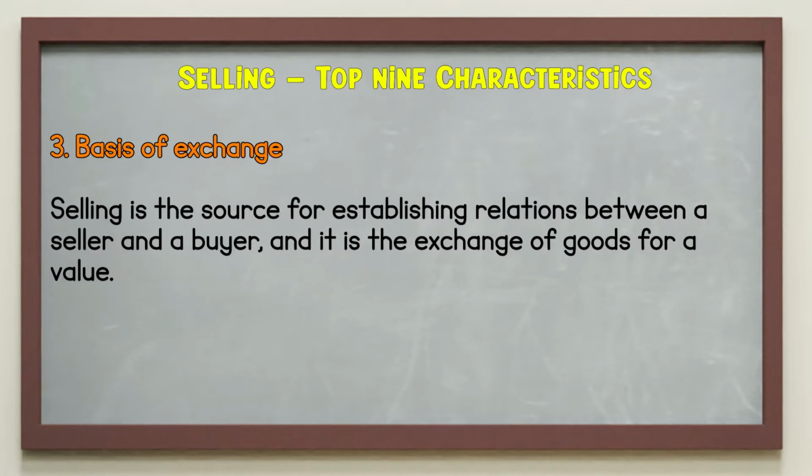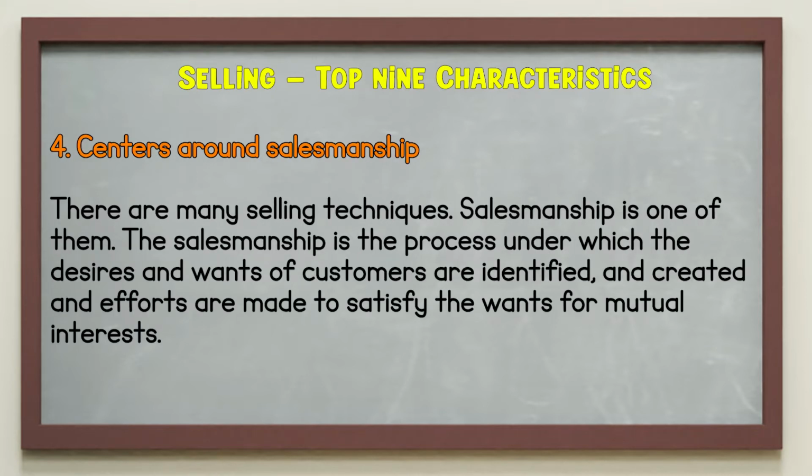3. Basis of exchange. Selling is the source for establishing relations between a seller and a buyer, and it is the exchange of goods for a value. 4. Centers around salesmanship. There are many selling techniques. Salesmanship is one of them. The salesmanship is the process under which the desires and wants of customers are identified, created, and efforts are made to satisfy the wants for mutual interests.